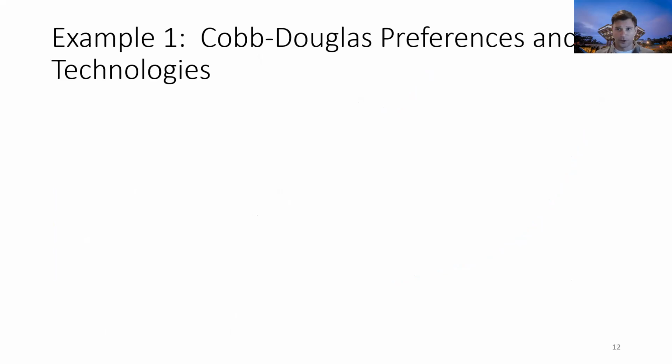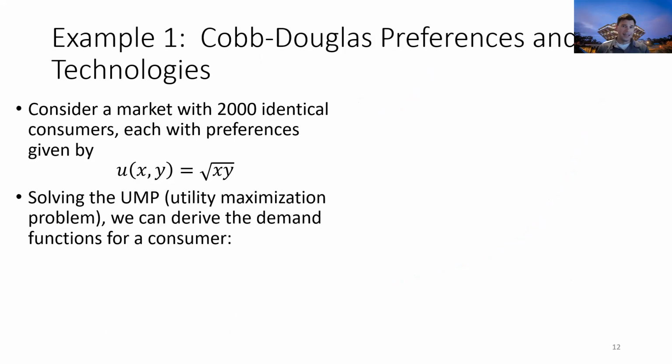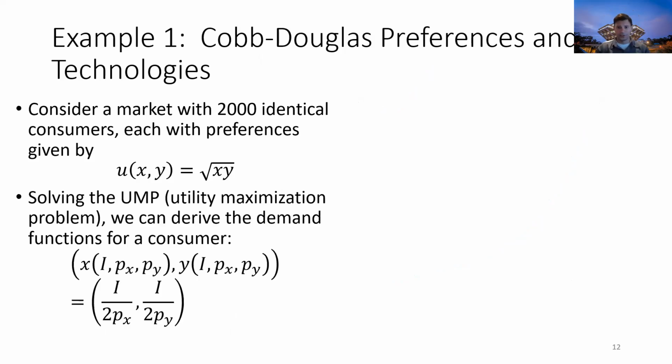So here is a first example. Let's suppose we have a market with 2,000 identical consumers, each with symmetric Cobb-Douglas preferences. Now, let's suppose these consumers face some prices and some budget constraints, right? So we can solve the utility maximization problem. And if you do that for Cobb-Douglas, hopefully you recognize these forms here.